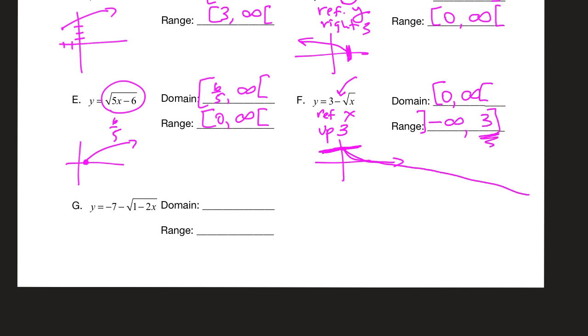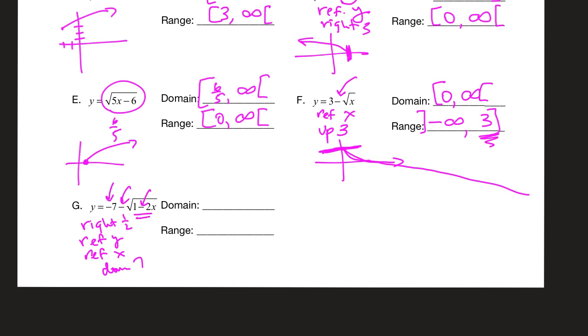And then this very last one has a lot of stuff going on. It's been moved, let me think about this, right 1/2, because that's what makes this equal 0. It's been reflected over the y because of that negative. It's been reflected over the x because of that negative. And it's been moved down 7 because of this -7.